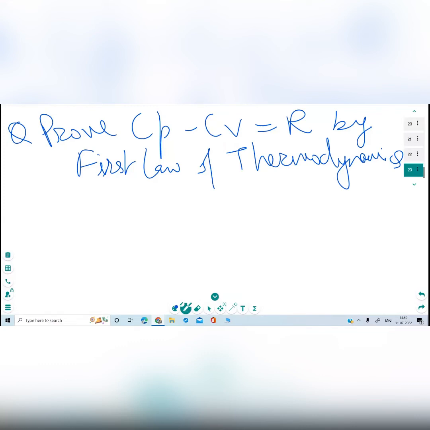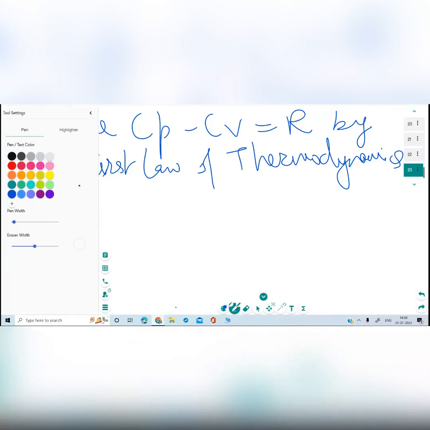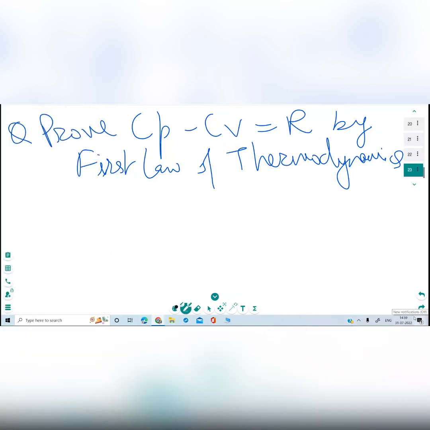All right? Ready for it? So the first thing, tell me, what is the first law of thermodynamics? Q equals U plus W, or something like that. Correct. So this is your first law of thermodynamics.